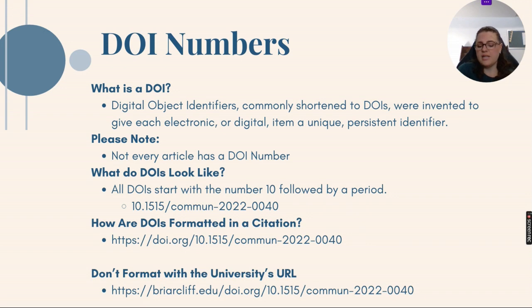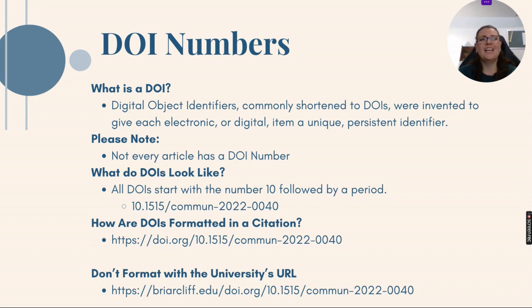So I have the example down below. It has the 10.1515, a backslash, some information. All of that kind of changes, but the 10 dot will stay the same. So when they are formatted in a citation, what you do is you add the HTTPS, the double backslash, doi.org, another backslash, and then you add in that information.